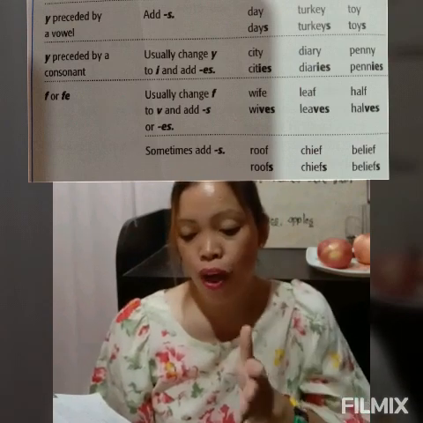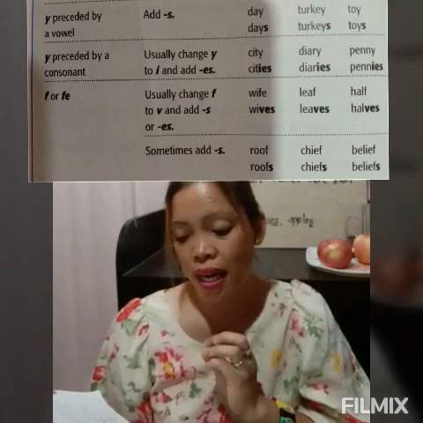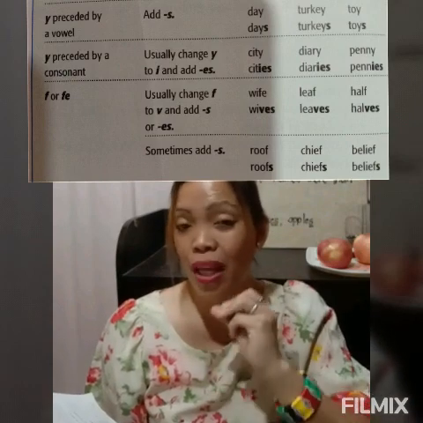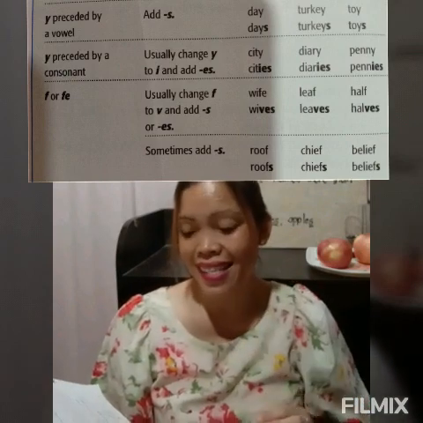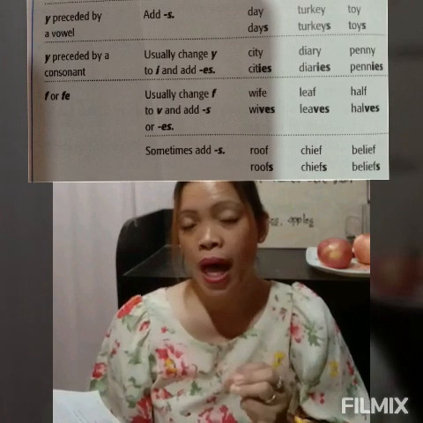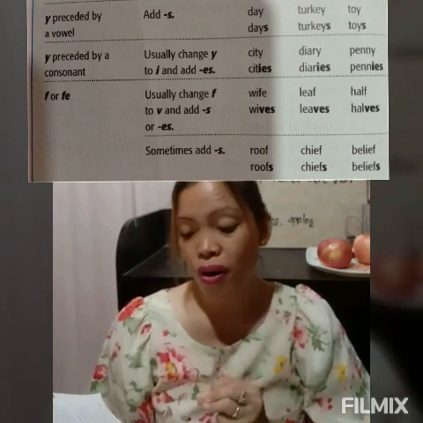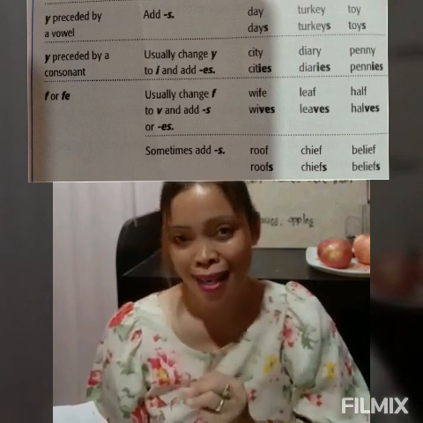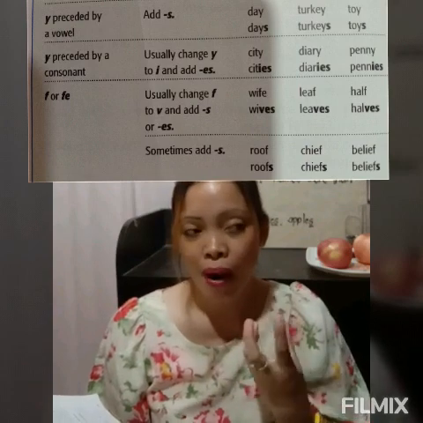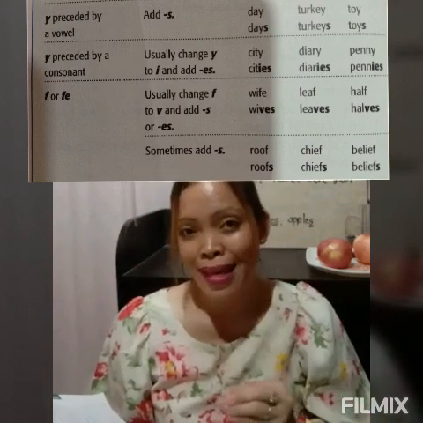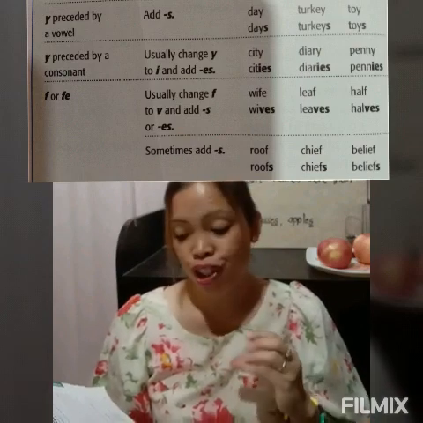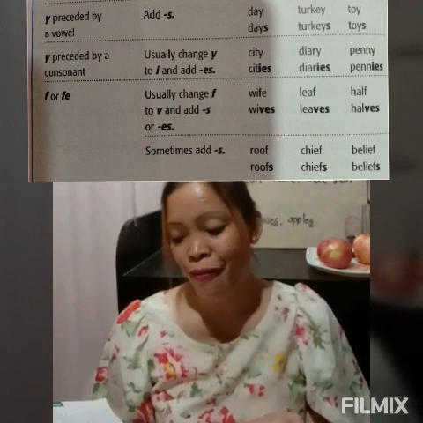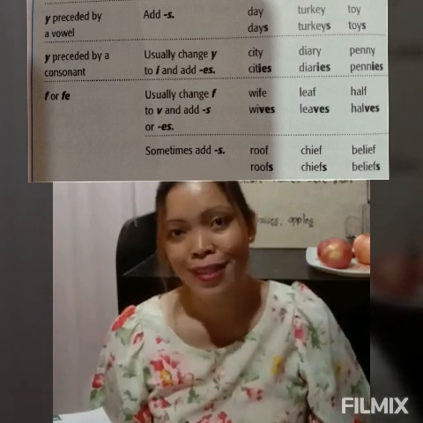Sometimes, if you have seen these words ending in f, we just simply add s. Example, we have roof. The plural of roof is roofs. You don't need to change f to v and add es. Then we have chief. The plural is chiefs. We have belief. The plural is beliefs.